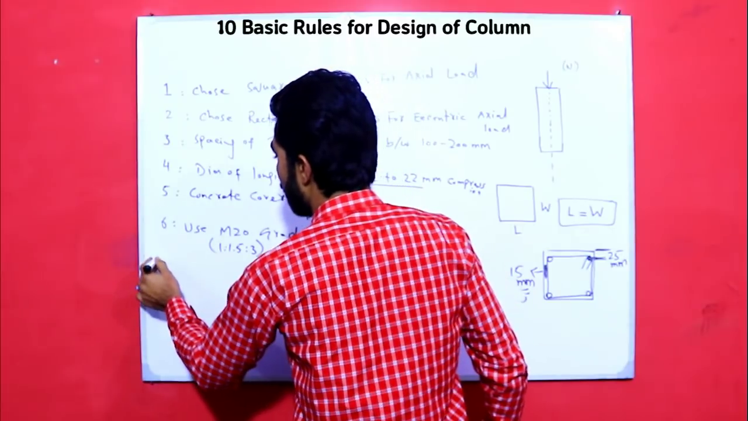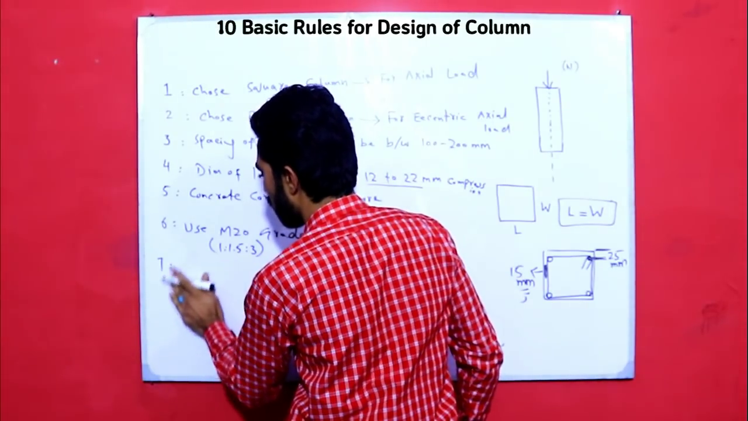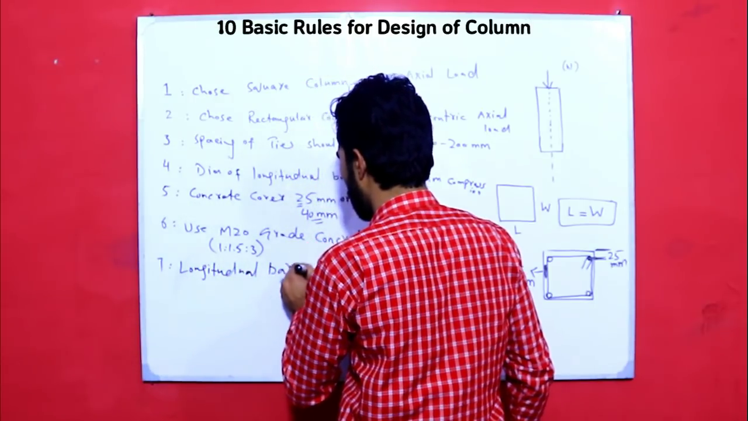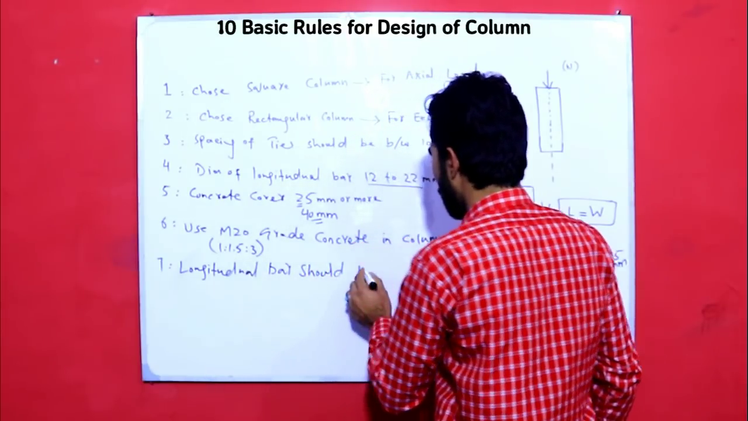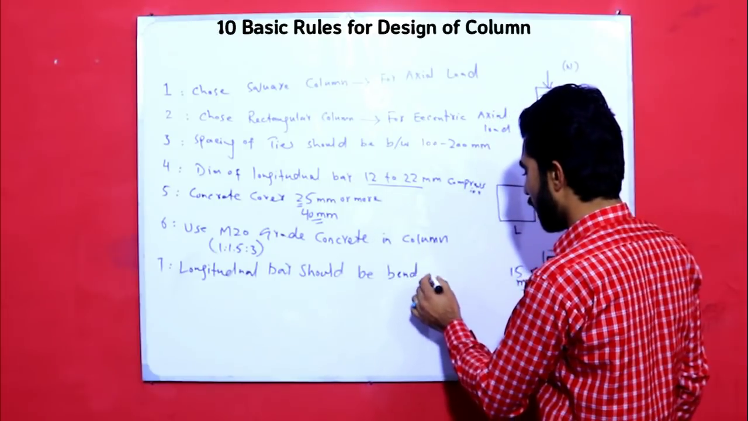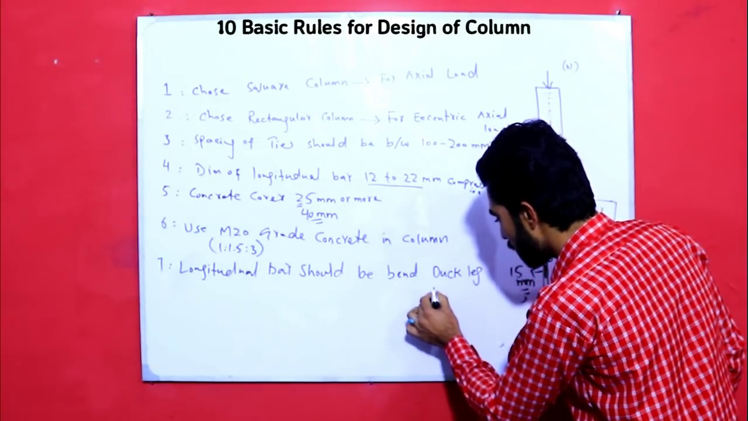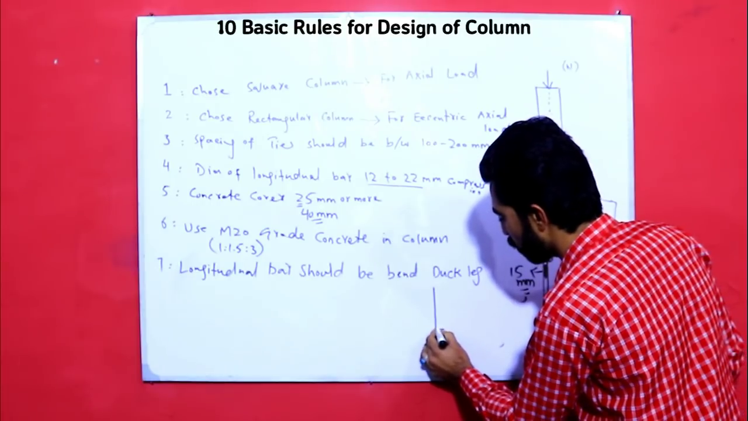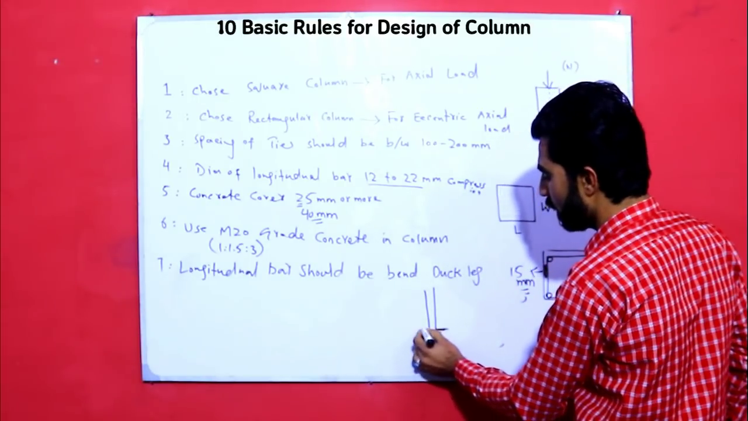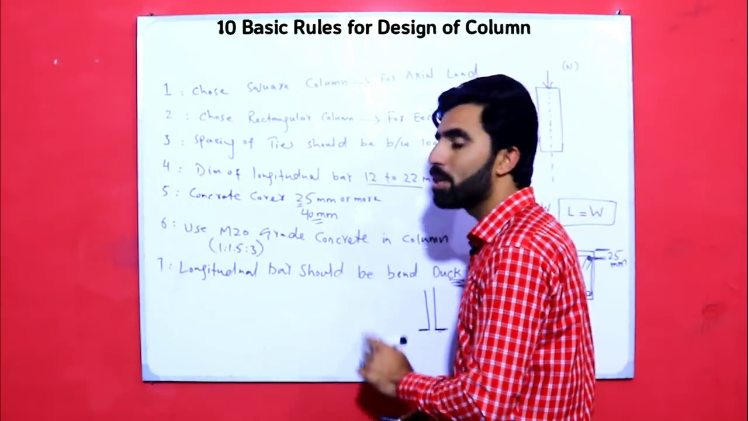Okay, guys, the seventh one is the longitudinal bar should be bent like a duck leg at the bottom. As you can see, this is the longitudinal bar, so at the foundation it should be bent like this. Okay, it should be bent like a duck leg. This is the seventh basic rule.